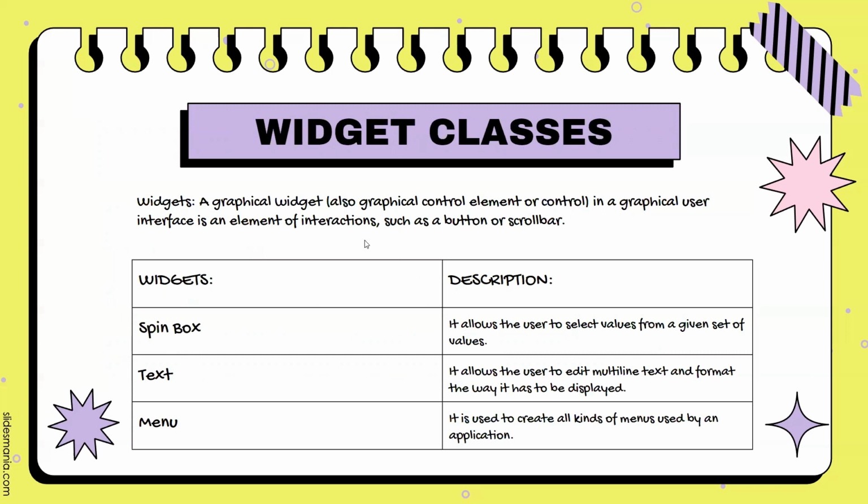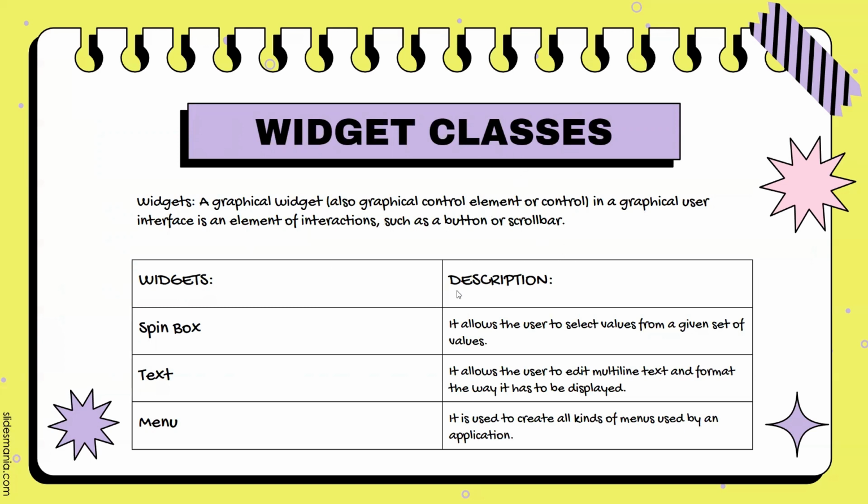A widget, or graphical widget, also a graphical control element or control, in a graphical user interface is an element of interaction such as a button or scroll bar. For example, let's say in your main window you have a button, or a label saying this is a button, and there's a button. That would be an example of a widget. So your main window, and then in that window would be your widgets.